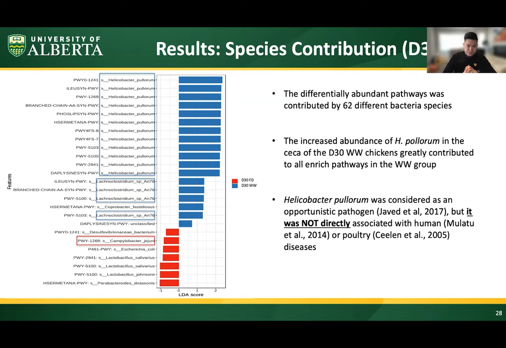In addition, in line with the increased Campylobacter jejuni abundance in the full disinfection group, we found that pathways linked to endotoxin synthesis harbored by Campylobacter jejuni were higher in the chicken gut from the full disinfection group compared to the water wash group. And that may indicate that the full disinfection barn treatment might increase the risk of colonization and the subsequent spread of pathogenic Campylobacter.